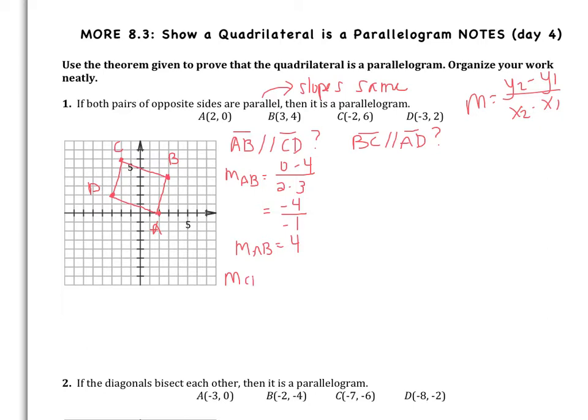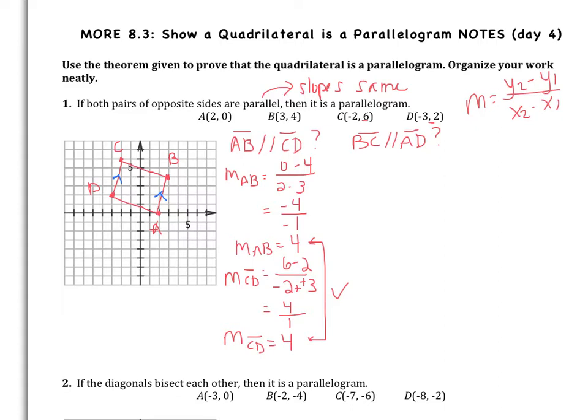Then I'm going to have to find the slope of CD. So my y's in this case are 6 and 2. So I'm going to have 6 subtract 2 over negative 2 subtract negative 3. Be careful there, you're subtracting a negative. So this becomes 4 over positive 1, because subtracting a negative is like adding a positive. So the slope of CD is also 4. Remember that M stands for slope, it doesn't stand for measure, it just stands for slope. So my 2 sides are the same, so that means that yes, this one pair of opposite sides is parallel. I know that AB is parallel to CD.